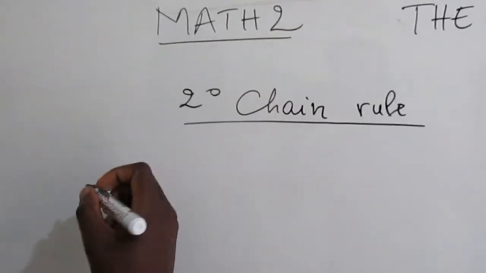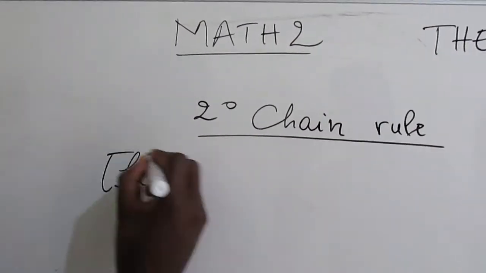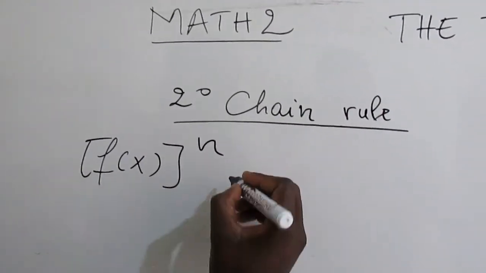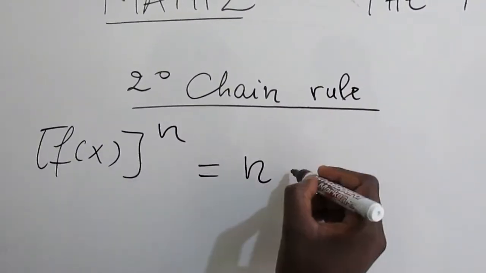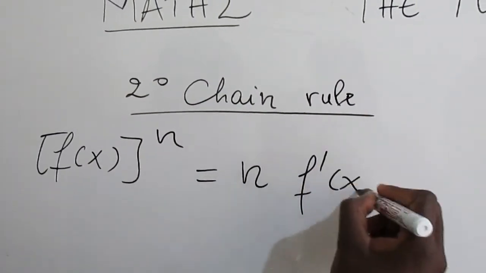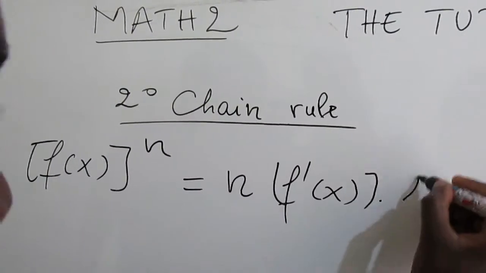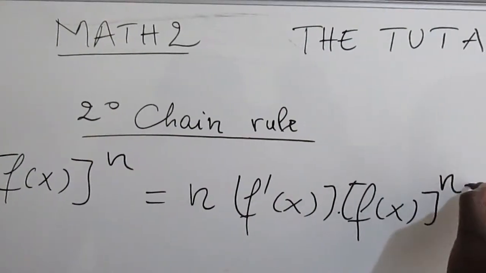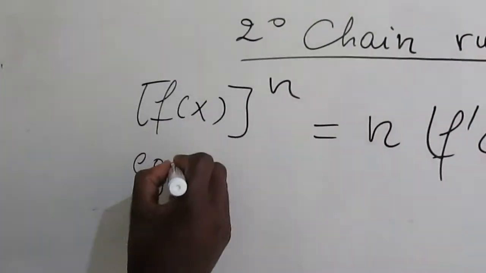Secondly, we have the chain rule. When you are given f of x to the power n, this is a general formula. The answer is you take the n down, you derive f of x, then you multiply by f of x to the power n minus 1.